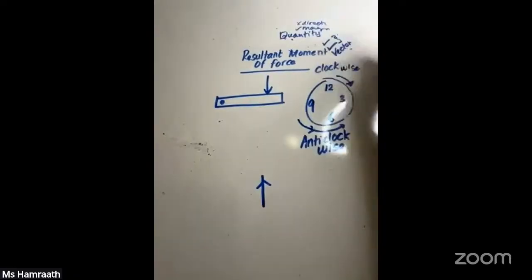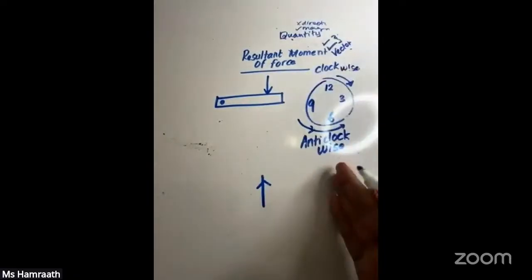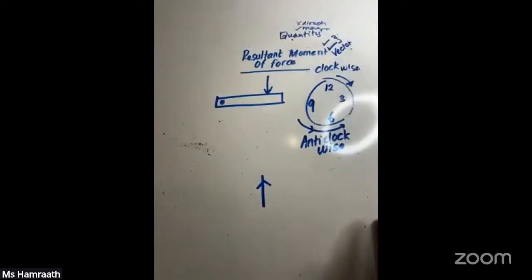Why? Because it has a direction, clockwise or anti-clockwise. Since it has a direction and a magnitude, we say what? Newton meter. We take a value. So that means it has a magnitude and a direction. We call it a vector quantity.